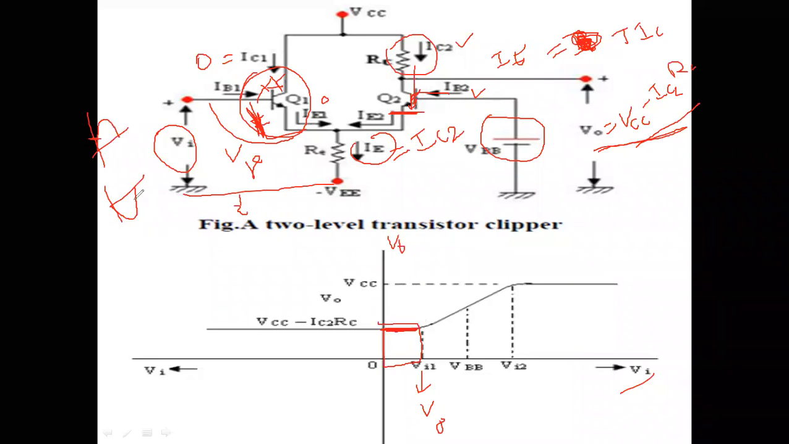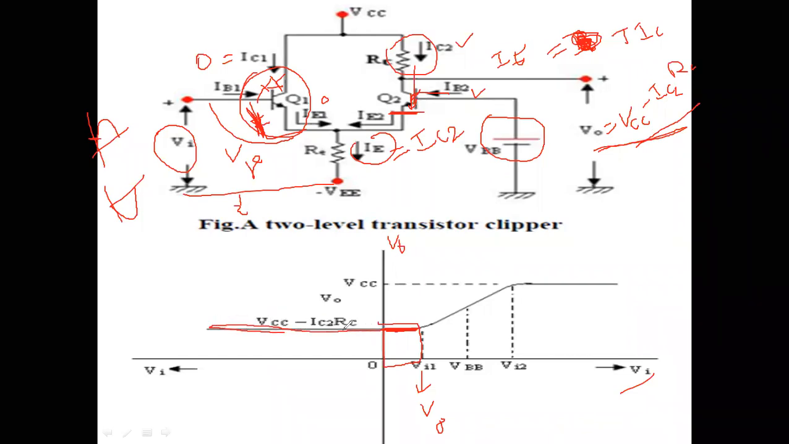If you consider the complete negative cycle, this transistor will be in cutoff, because we are applying a negative voltage here. This diode will be in reverse bias. Therefore, in the complete negative cycle, the transistor will be in the cutoff zone, and we are going to maintain the output voltage at VCC minus IC into RC.